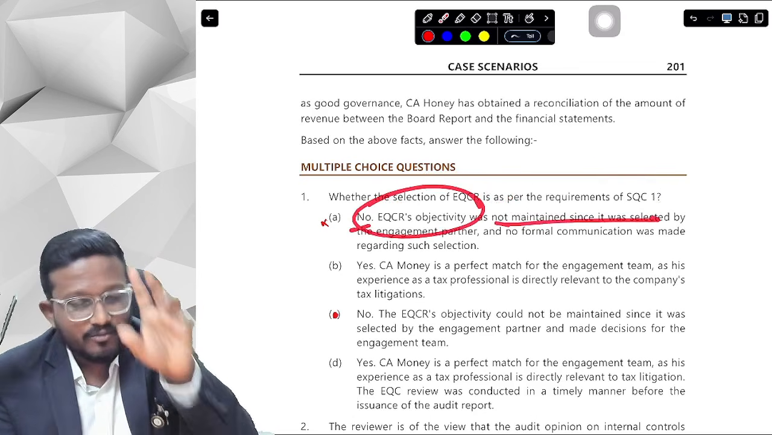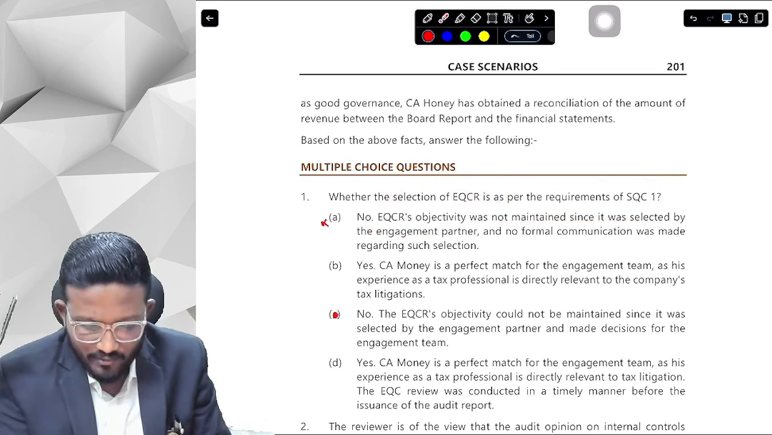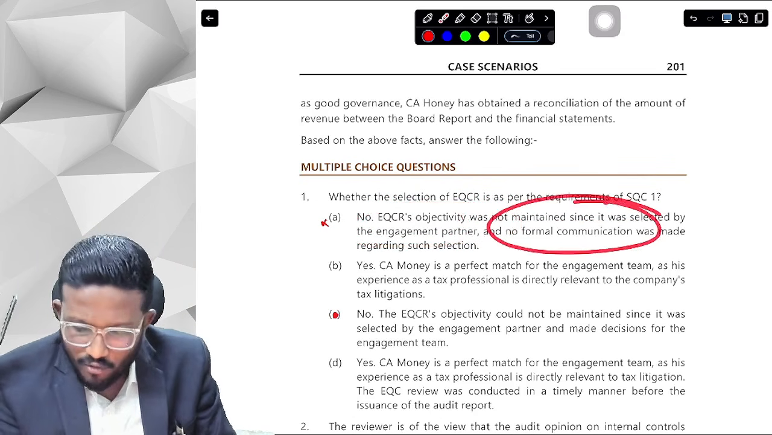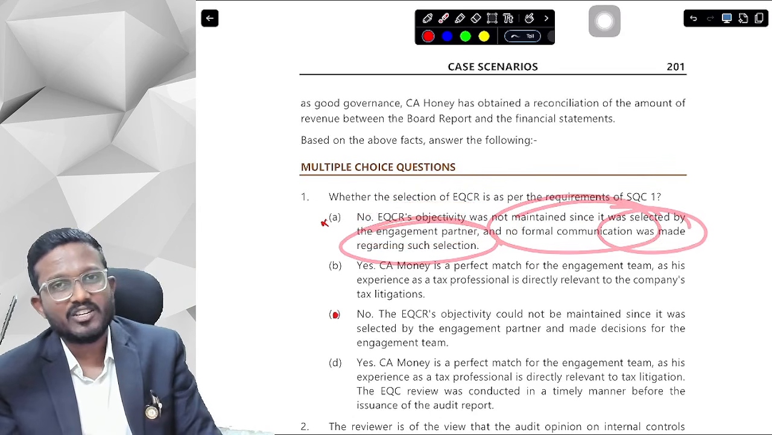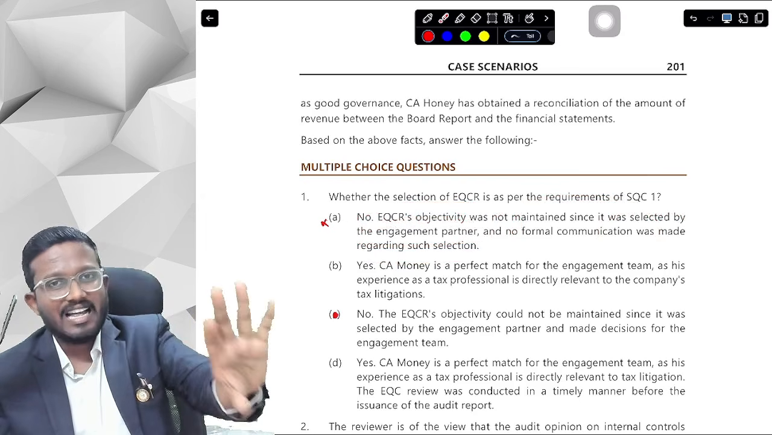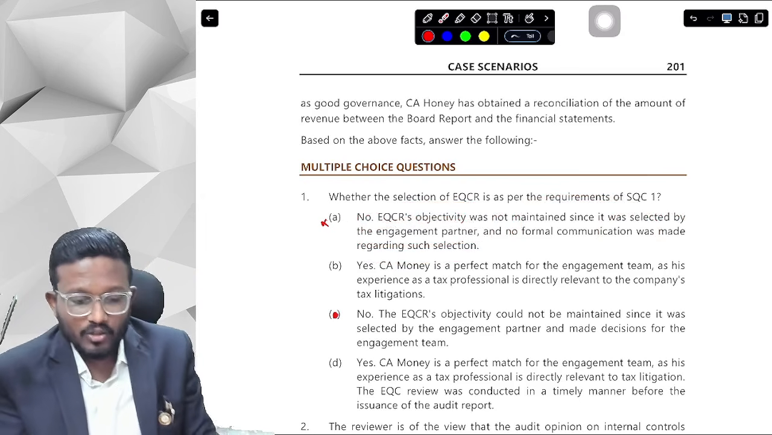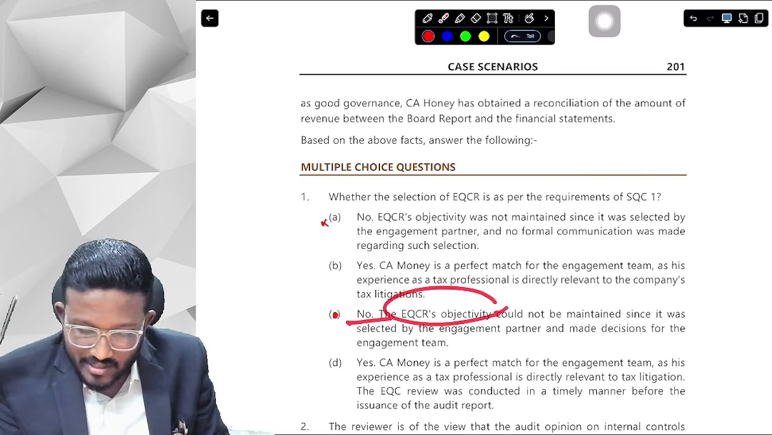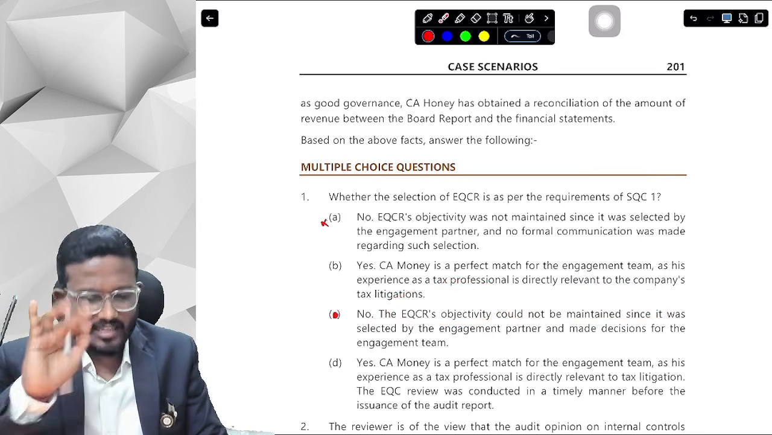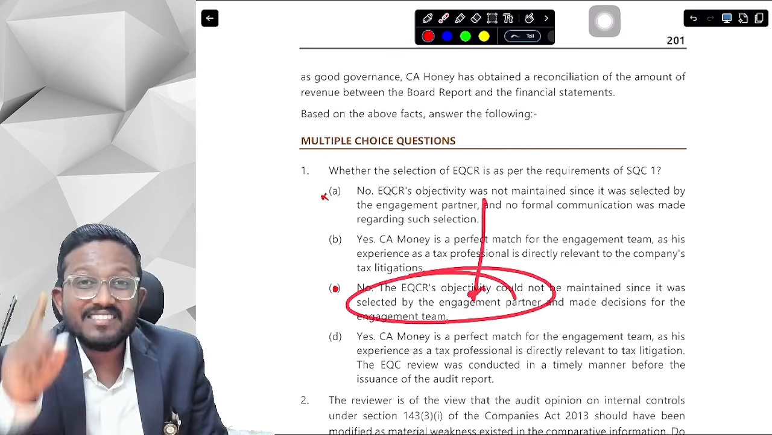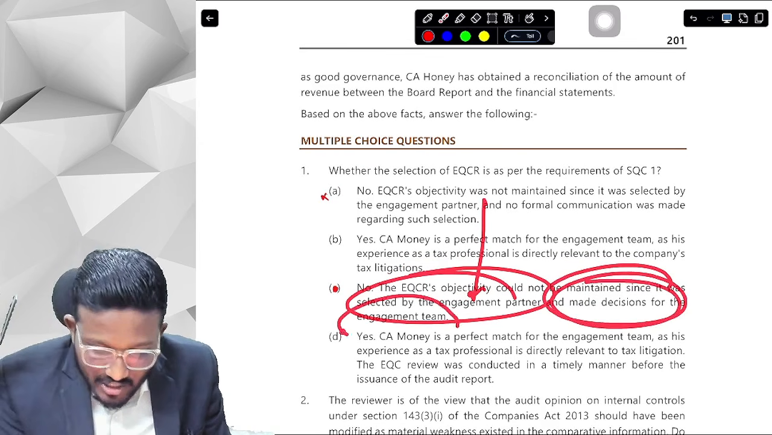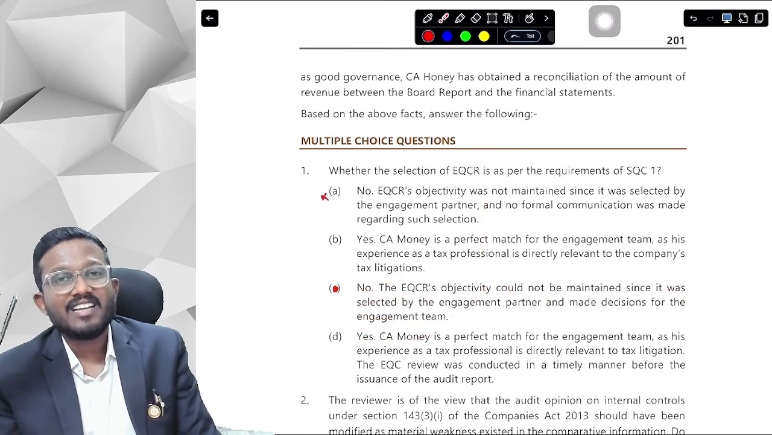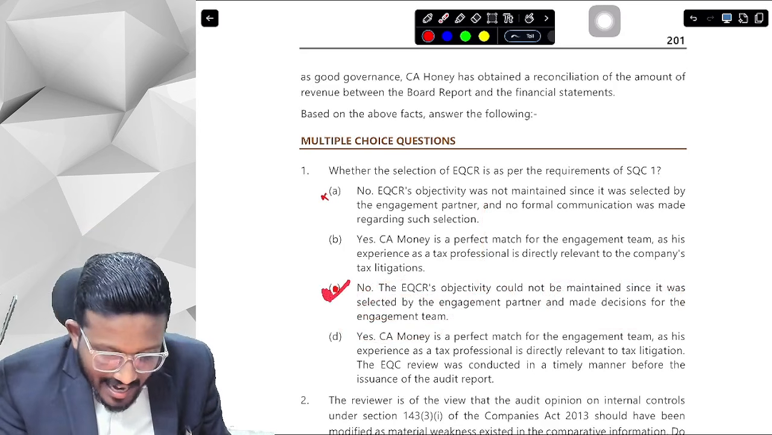EQCR objectivity was not maintained since he was selected by the engagement partner, and there was no formal communication regarding such selection as well. So this was not correct. So this is also a correct option. Okay, second option is no, the EQCR objectivity could not be maintained since he was selected by the engagement partner. Same first point. And second point, he also made decisions for the engagement team, therefore his selection was not appropriate. This is the right answer, not the other.